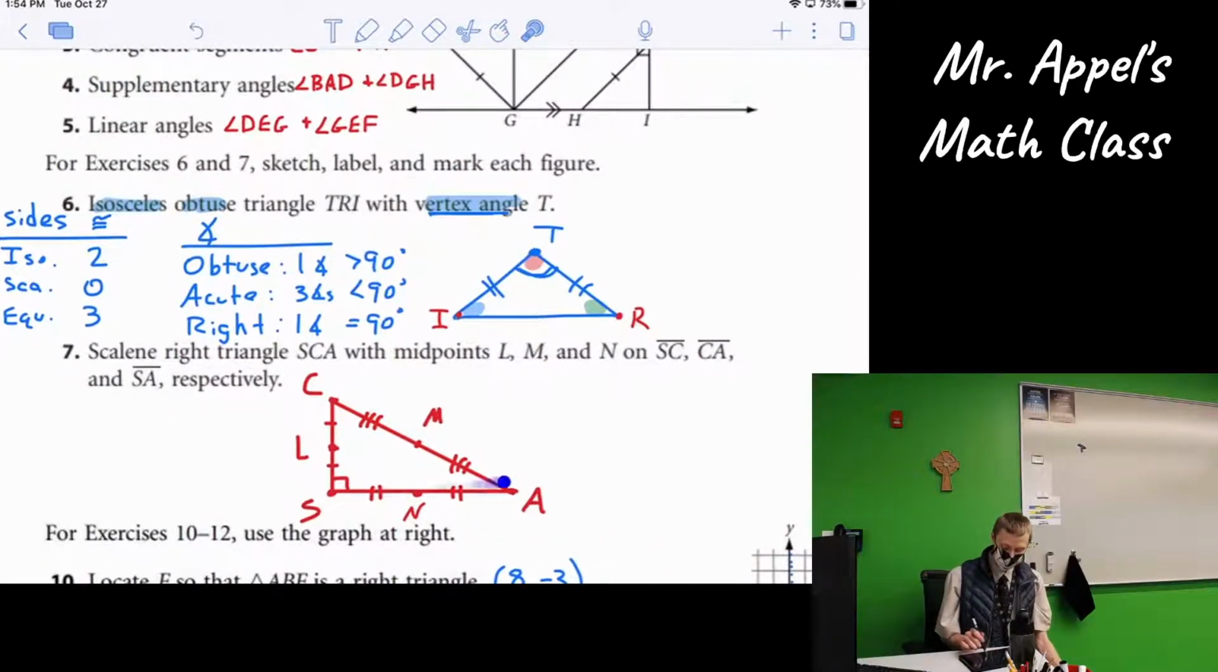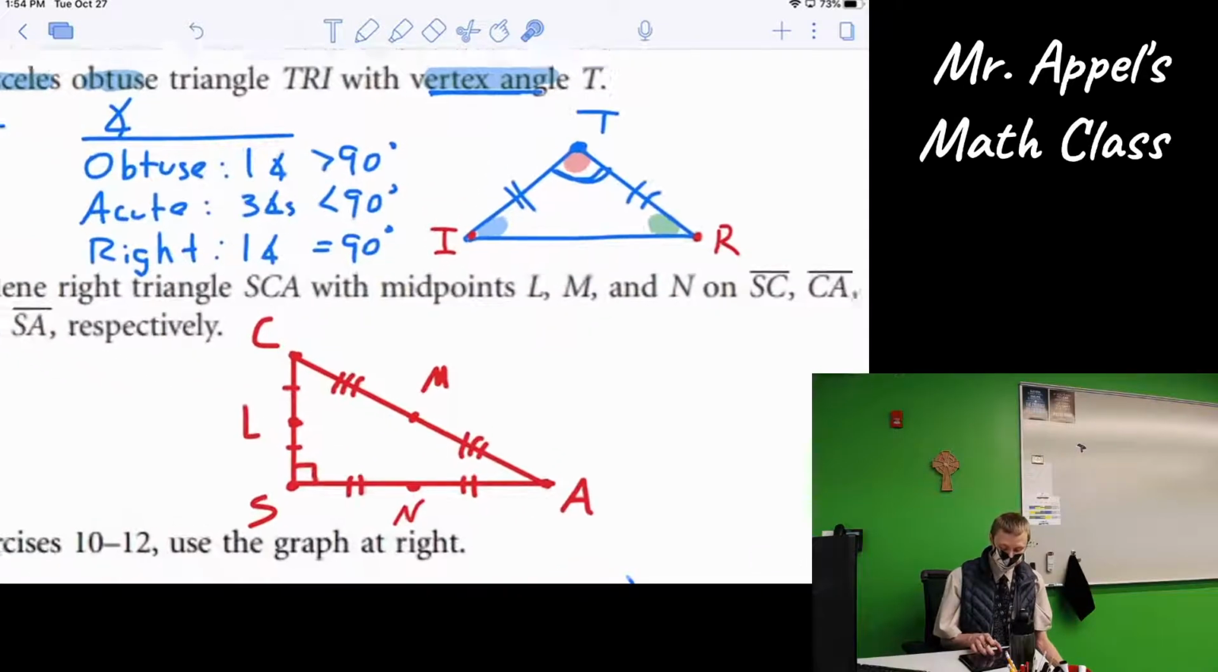Here is one arrangement of my scalene right triangle. You could have used any of these 3 letters to be the right angle, S, C, or A. It didn't specify. But all of the midpoints are specified on which segment they go on. When it says respectively, that means the order matters here. The first goes with the first, the second with the second, and so on. So make sure your L is between S and C.